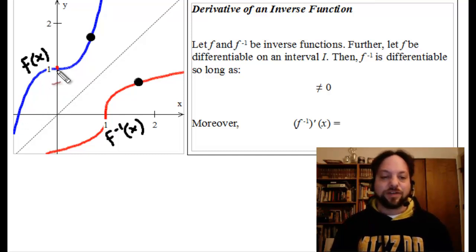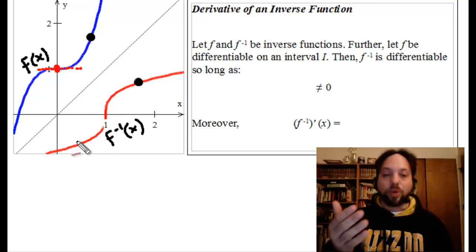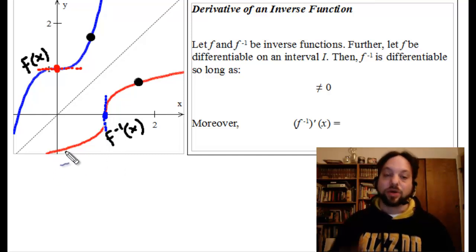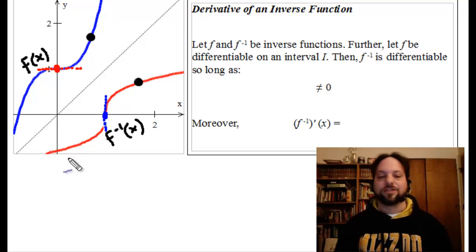You can see clearly that that's not the case. In fact, at the point (0, 1), our original function has a derivative of 0. So the question now is, what happens at the inverse point on the inverse graph? Well, the inverse point would be (1, 0). And notice that there is no derivative at the point (1, 0). If there were a derivative, it would be a vertical line, which of course is undefined.